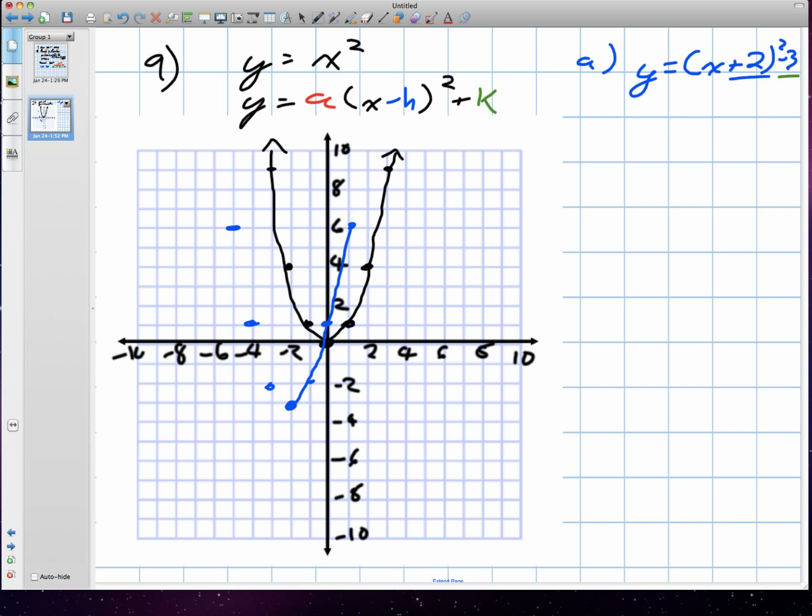So our first parabola, which is in blue, is drawn right there. That's our A.